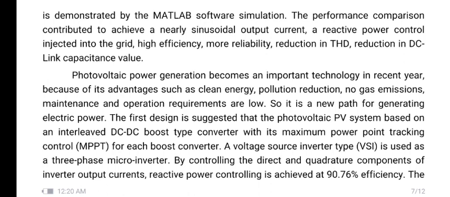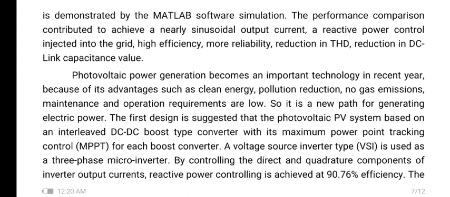Photovoltaic power generation has become an important technology in recent years because of its advantages such as clean energy, pollution reduction, no gas emissions, and low maintenance and operation requirements. So, it is a new path for generating electric power.